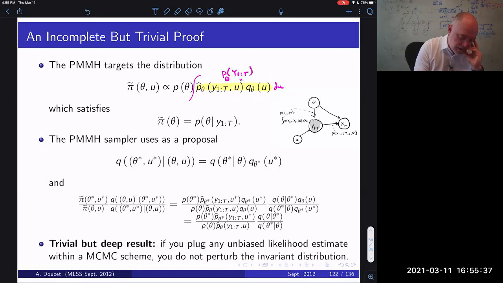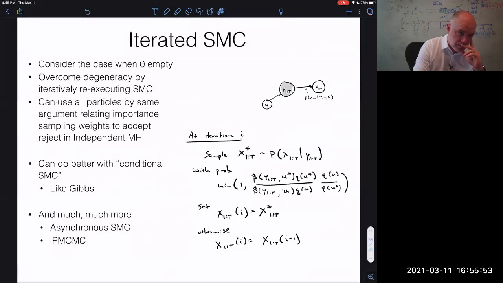So anytime you need to compute a likelihood or something like that, if you can compute an unbiased estimate of that likelihood, you're totally fine. Okay, so for your tool set of Markov chain Monte Carlo algorithms, this is quite valuable. And maybe more interestingly, right? You can consider the case where theta is the empty set.